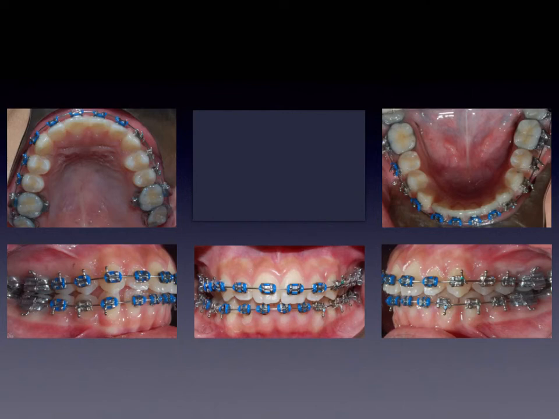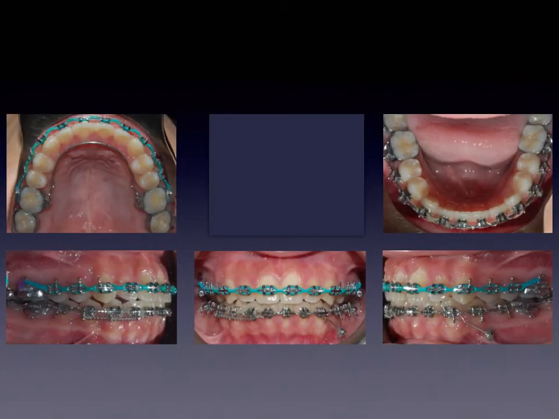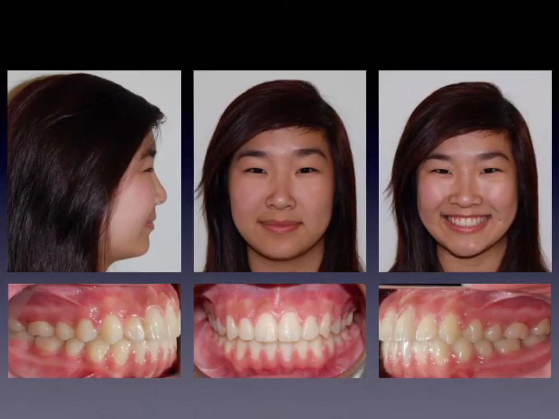So she's kind of class 2-ish on the right. There's actually still some space here. So if we can just drag forward that lower right, not move back the upper right, that would be good. So we put a TAD on the lower left and started moving the teeth forward on the lower right. And that worked out really nicely. The end result was good. She actually doesn't really look asymmetrical anymore.